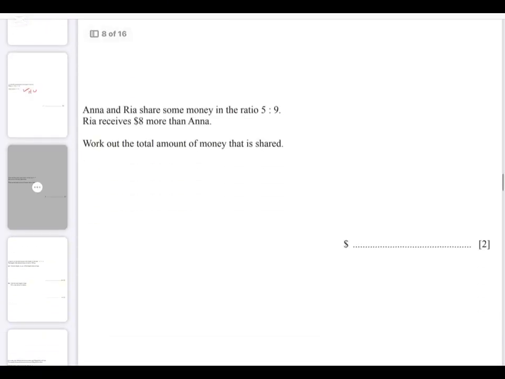Now this question is interesting. Anna and Ria share some money in the ratio of 5:9. Ria received 8 more than Anna. Work out the total amount of money that's shared. So we have to find a total amount.